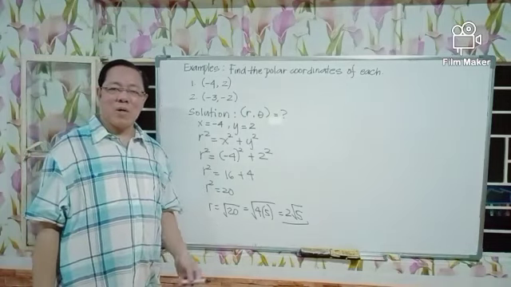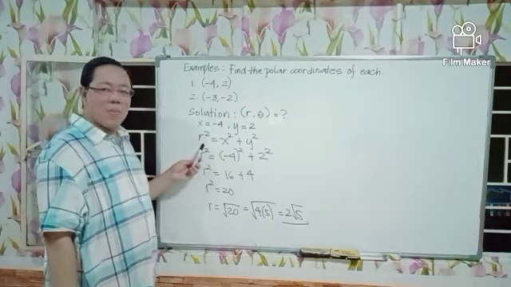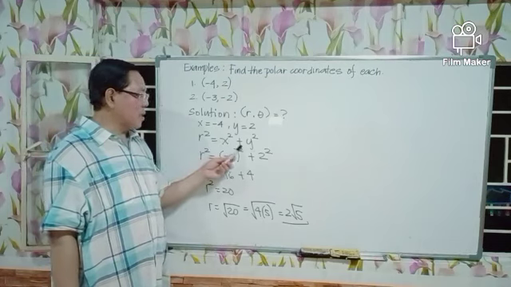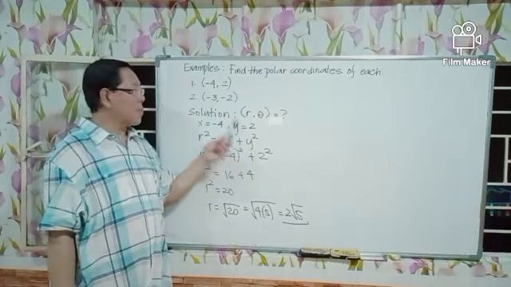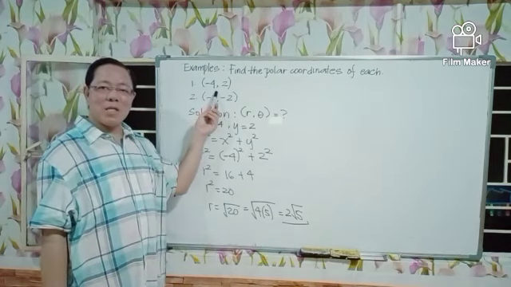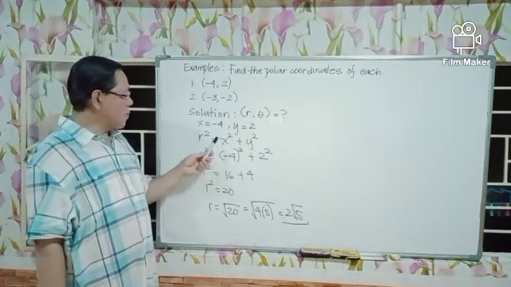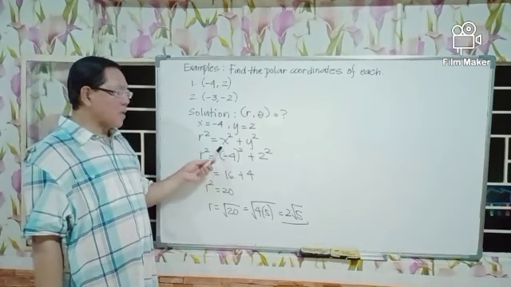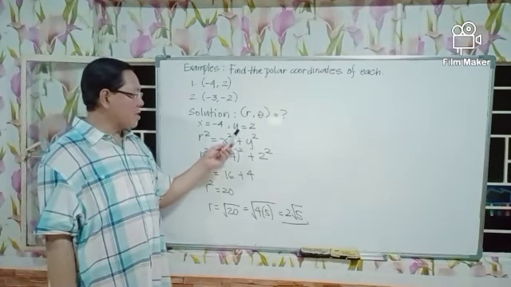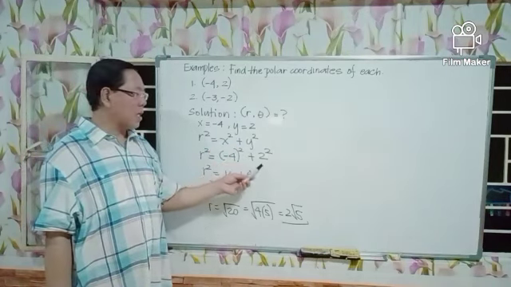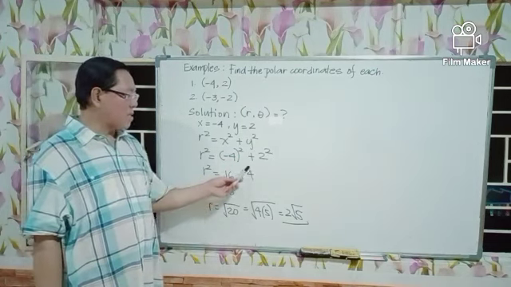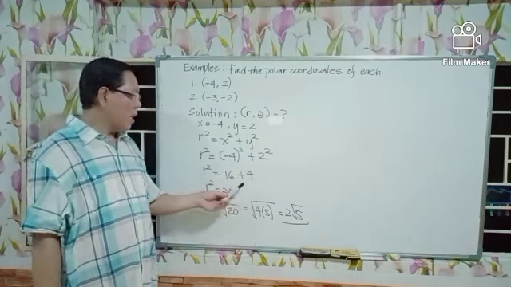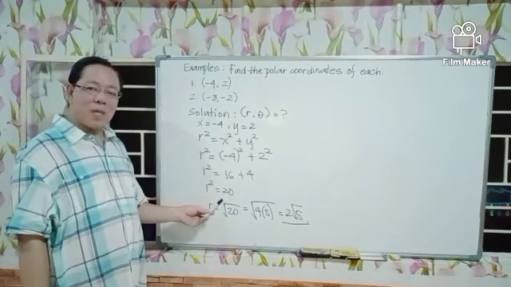Using the Pythagorean theorem, the square of the radius vector is equal to the sum of the squares of the abscissa and the ordinate of the point with the given Cartesian coordinates. So replacing x with -4, we get -4 squared. Replacing y with 2, we get 2 squared. And the square of -4 is 16, plus the square of 2 is 4. And 4 plus 16 is 20.